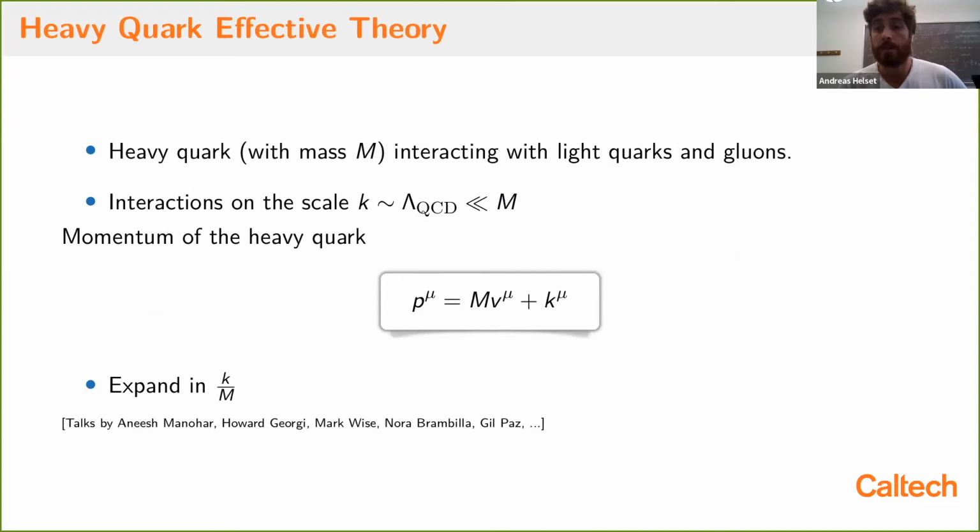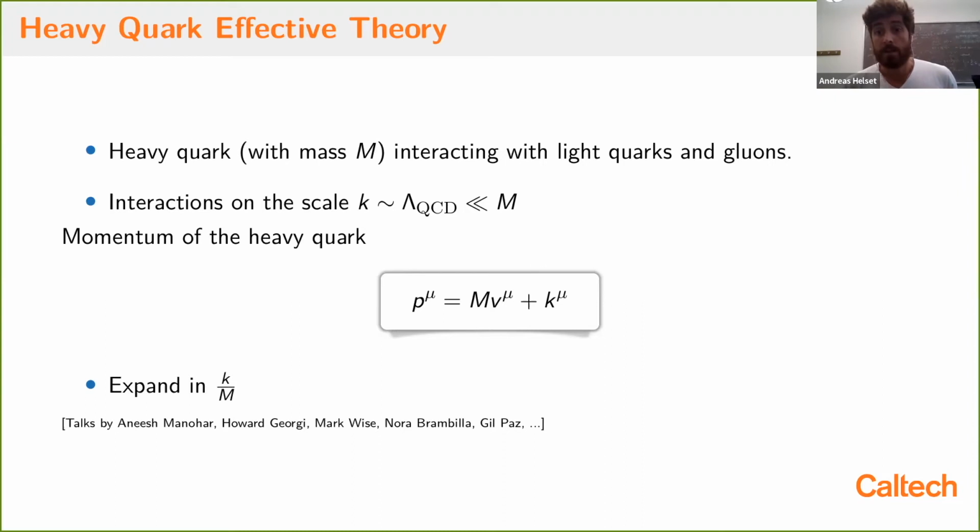And so let's just get into it. The heavy limit, or the heavy particle effective theory, has its prime example in heavy quark effective theory, and we have had several talks already in this series about this from many of the experts. The basic idea is that we have one heavy quark with mass m interacting with light degrees of freedom, like other quarks or gluons, and the interaction scale is much less than the mass of the heavy quark.